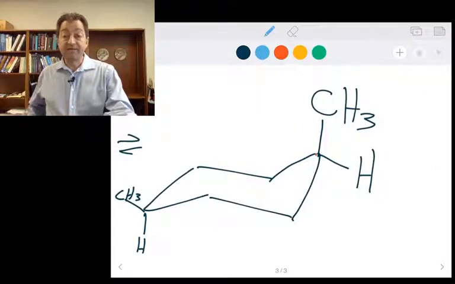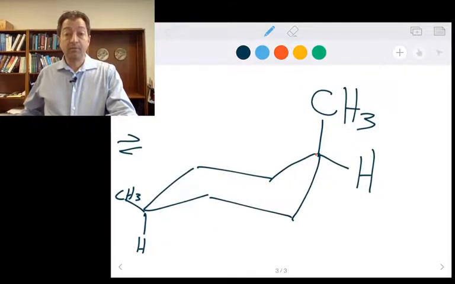So if you can't see that on the page, let me see if I can try and convince you of this with the model kit.